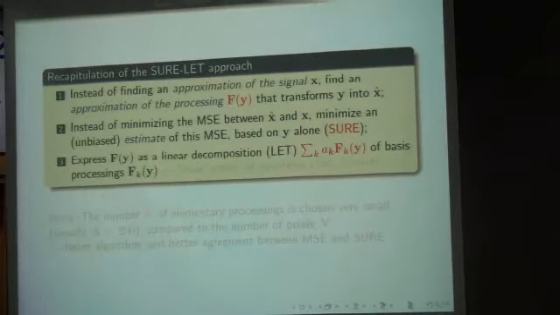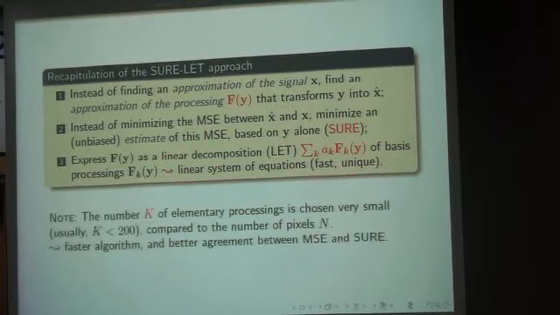Okay, so just a recapitulation of the SURE approach, and I have to go a bit faster. The idea is to find an approximation of the processing, then minimize, for example, the objective function in that case, which is the SURE, and decompose the processing that we want to do into a linear sum of basis processing. The good thing is that we get a fast algorithm, and the results are actually very competitive.